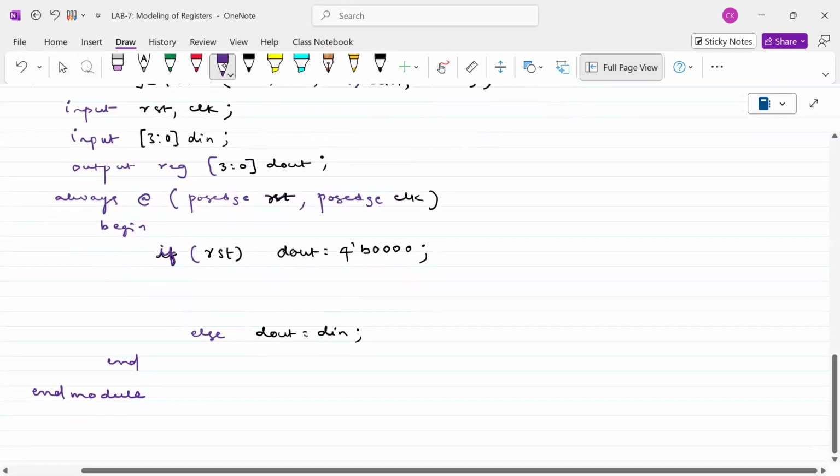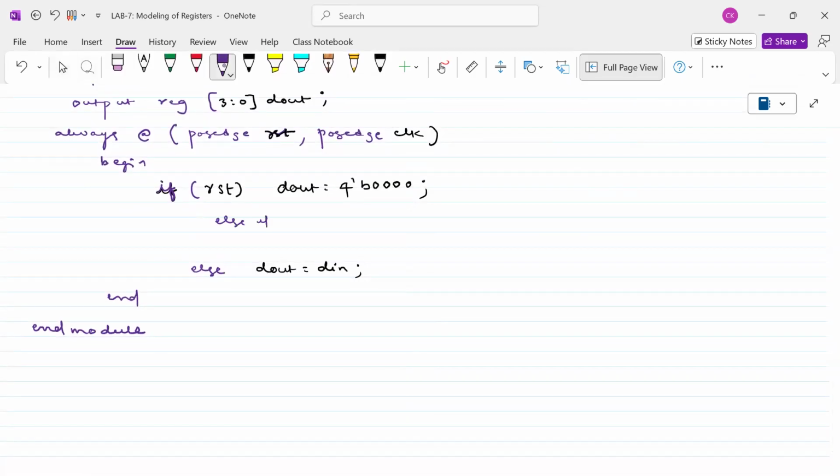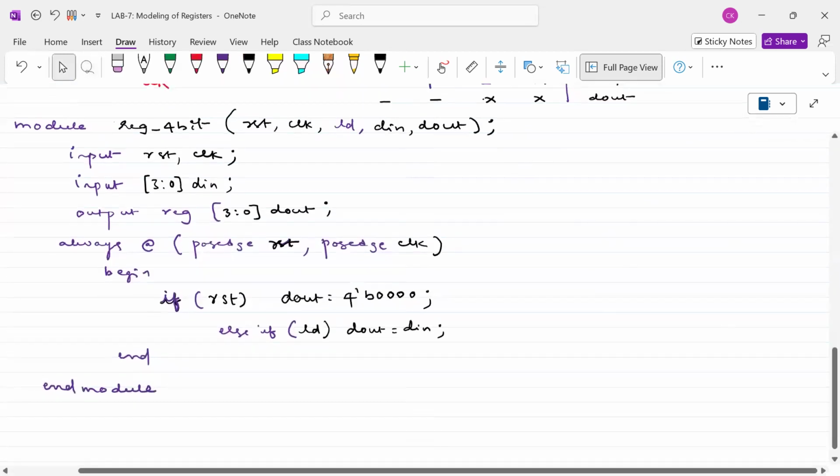What is the if else statement here? If the reset is high, the output is 0. Else if the load signal is true, then D out is equal to DIN. For all other cases, else condition: if the RST is not there, if the load signal is not there, if the positive edge of the clock signal is not there, for every case it should be the previous value. Did you catch this point? This is how we have to apply the load signal.